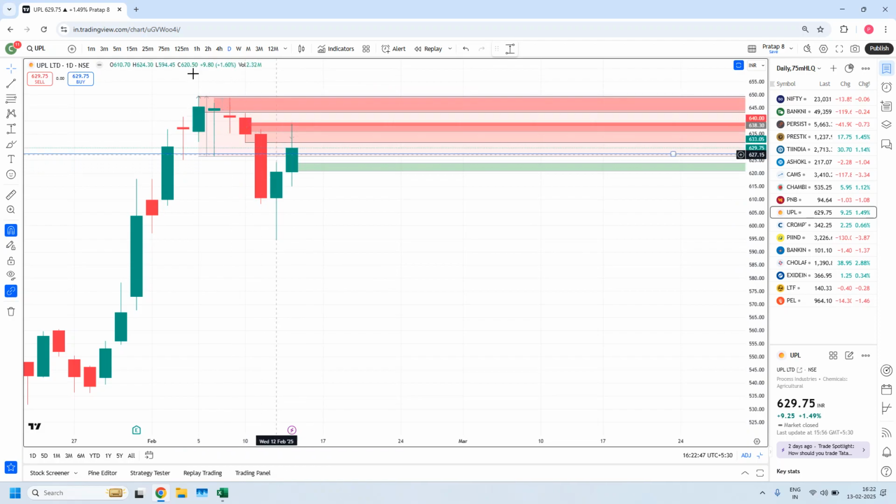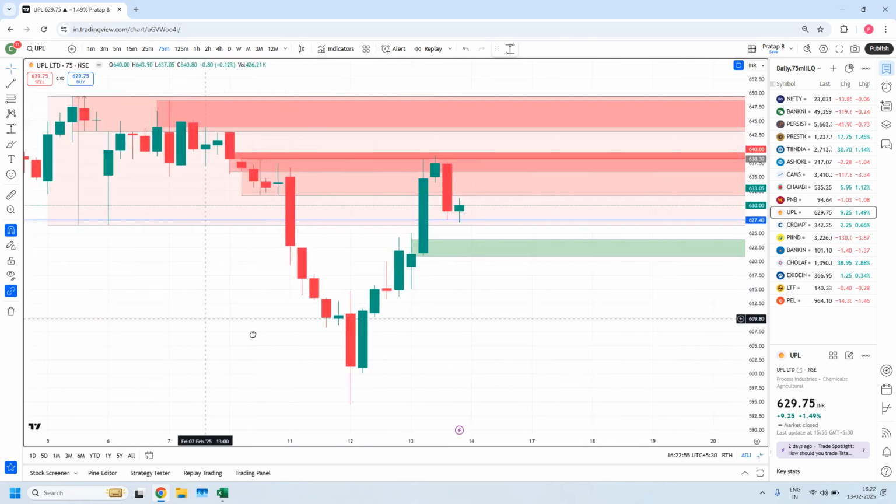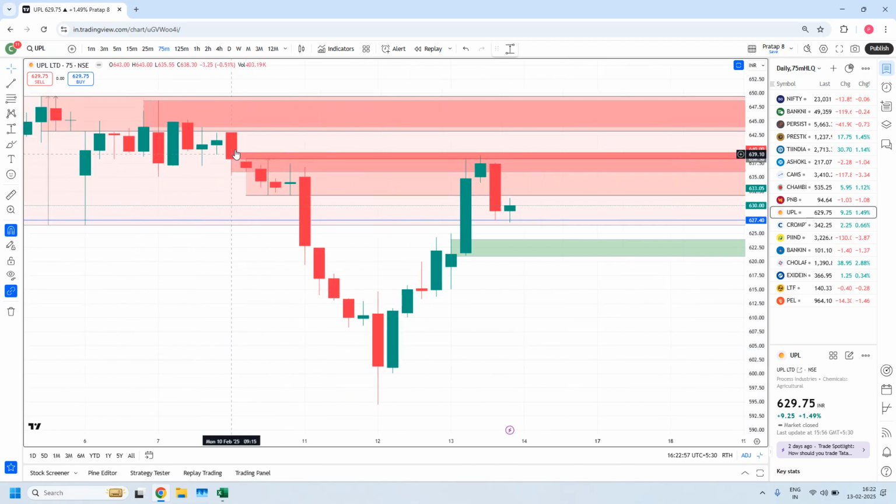This daily zone is fine-tuned with the 75-minute time frame. We have two 75-minute zones here. One is the drop, 1, 2, 3, 4 base candles and a drop candle. This is the way we have drawn the 75-minute zone. See, the drop, 1, 2, 3, 4 base candles and a drop.